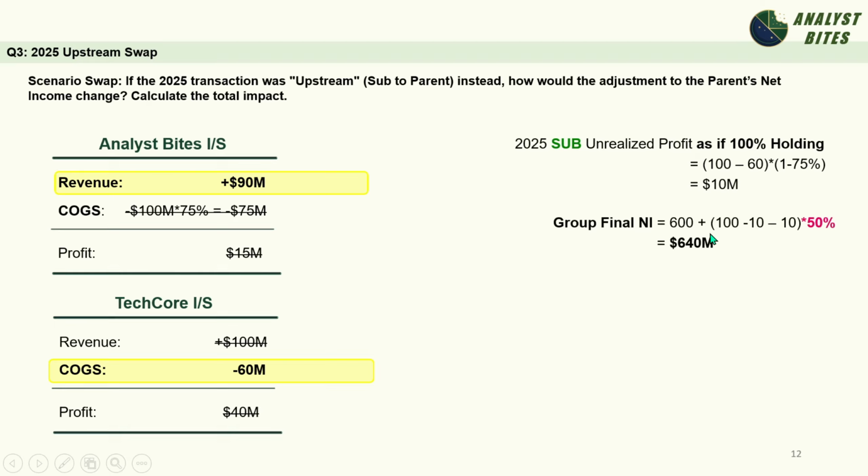We take the parent's 600 million profit and add our share of the sub. We take the sub's 100 million profit, subtract 10 million for depreciation and 10 for unrealized profit, then multiply by our 50% stake. The result, still 640 million. Why are the numbers identical?